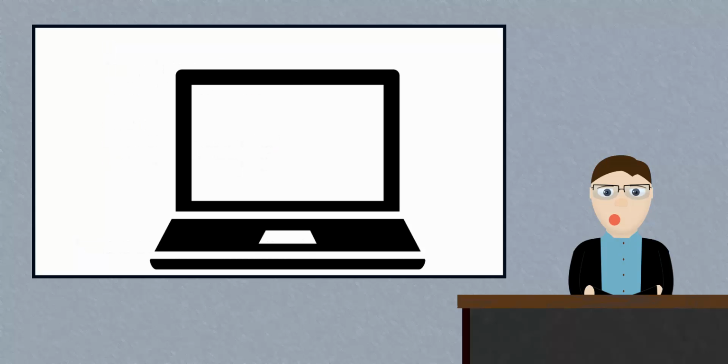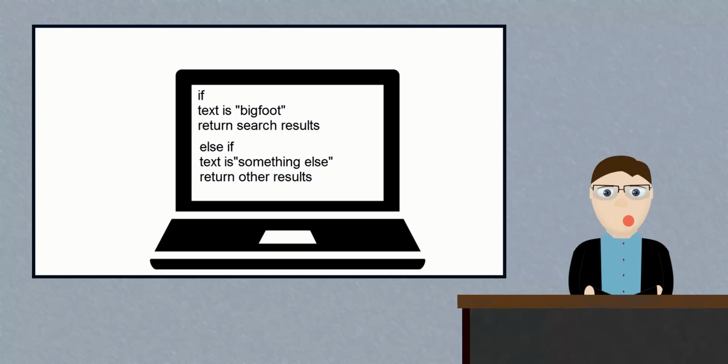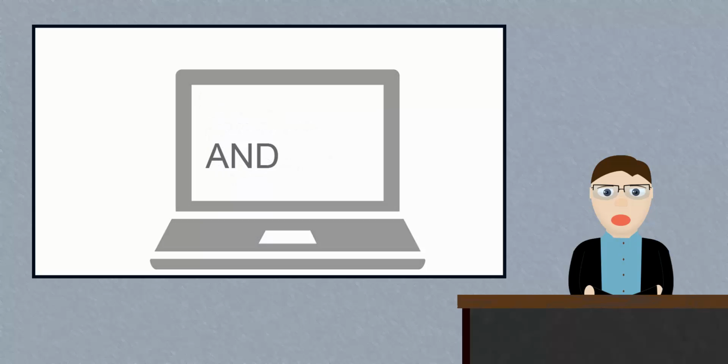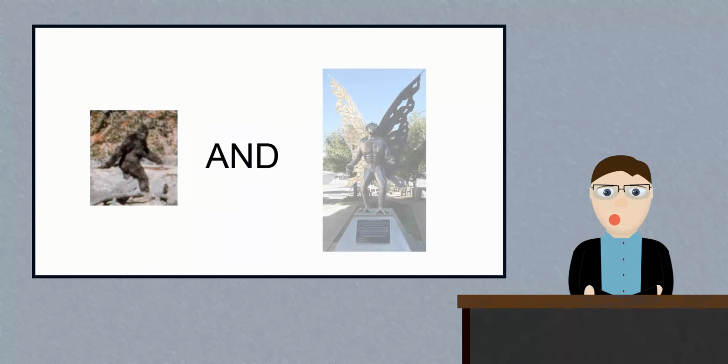When searching, it can be very helpful to be able to think like a computer does. Knowing that the computer thinks logically by going down a list of commands, you can then use Boolean operators to make connections and tell the computer something. For example, if a search result doesn't discuss Bigfoot and the Mothman, then don't bring it up.